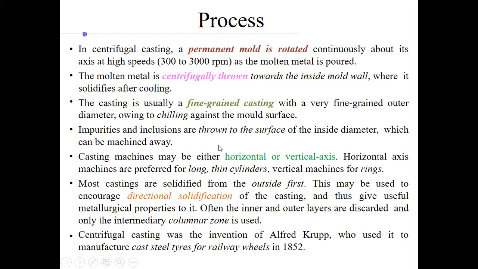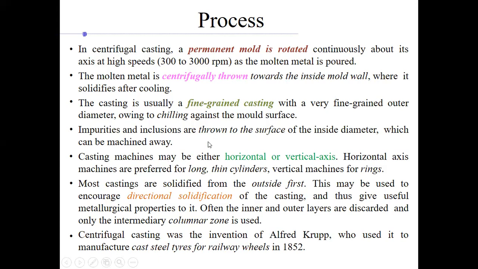Impurities and inclusions are thrown to the surface, as is obvious, away from the inside diameter, and can be machined away, right? Inclusions would be forming on the outer periphery, so you can machine that, and those impurities and inclusions can be removed. Unlike normal casting, sand casting or shell mold casting, you don't have this feature, where you can have it on the surface and remove it later. But here, because of the centrifugal force, they are thrown to the surface, and that's why you can machine them.